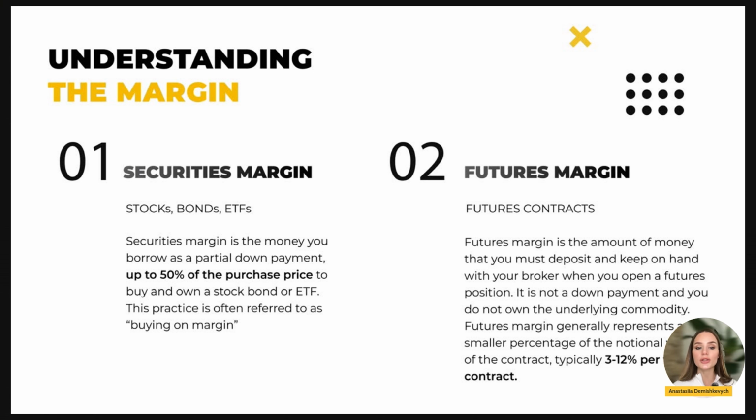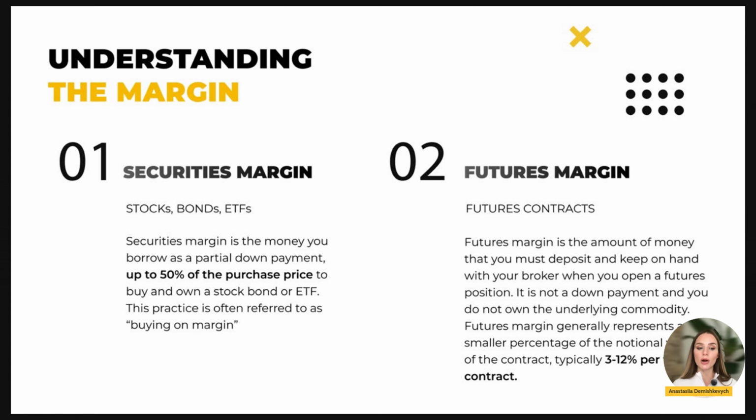On the other hand, futures margin is quite different. When trading futures, margin refers to the amount of money you need to deposit with your broker to even be able to open a position. However, it's not like a down payment in securities trading, and it doesn't mean that you own the underlying asset, such as, for example, a commodity.